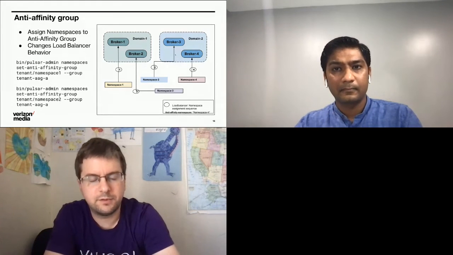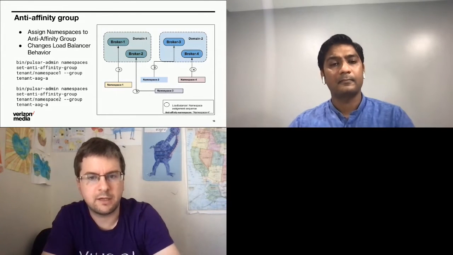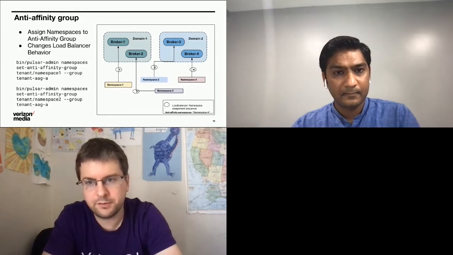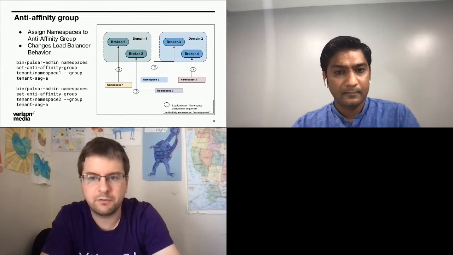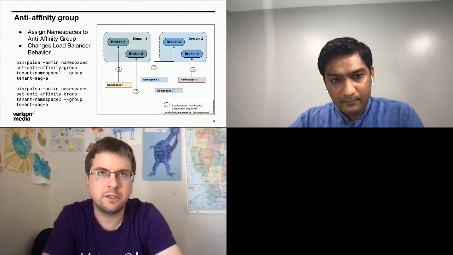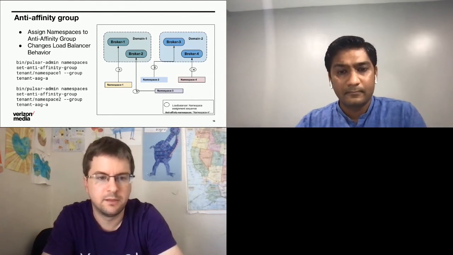So to support the request to minimize the impact from a server or rack failure, we have anti-affinity groups. And although it's true that a load balancer will automatically reassign namespaces when brokers go offline, you still have to wait for 30 seconds or however long your ZooKeeper session time is before that starts happening. Also, you don't really have any assurance about the proportion of effect or proportion of unavailability of your namespaces relative to how many brokers went offline.